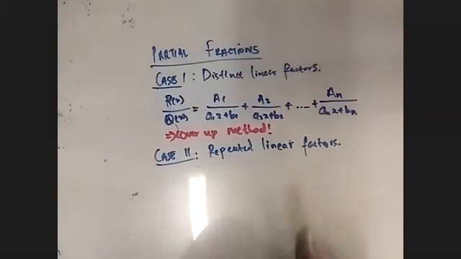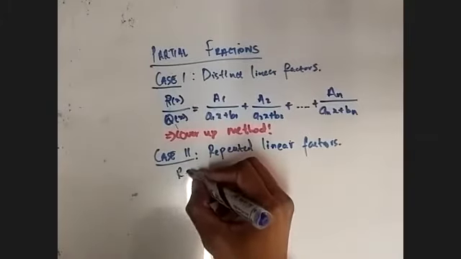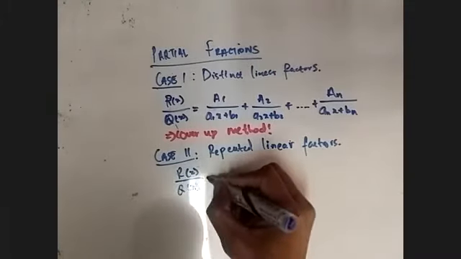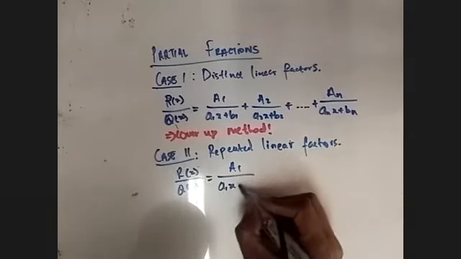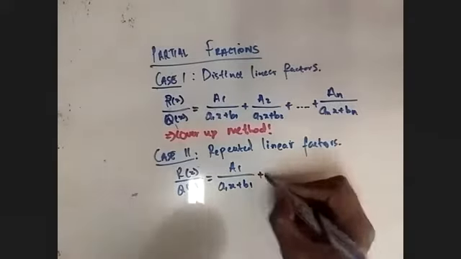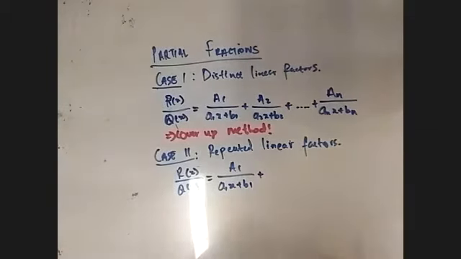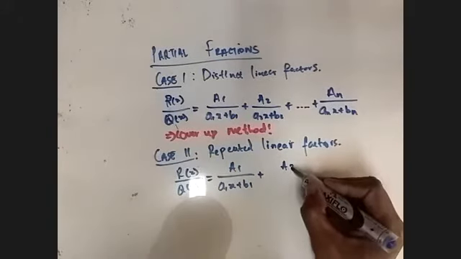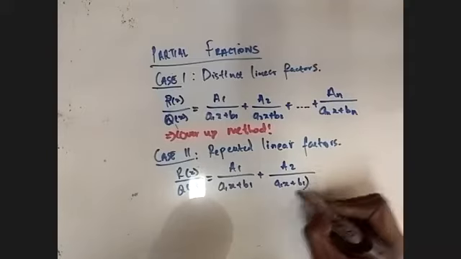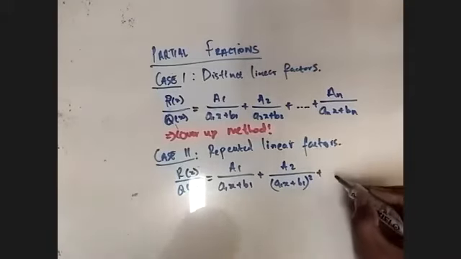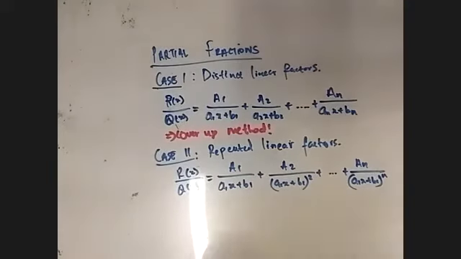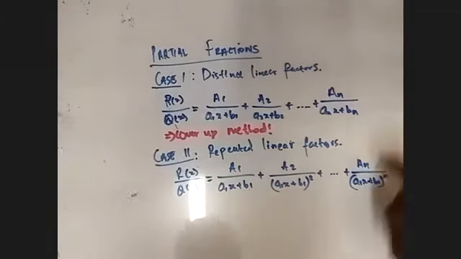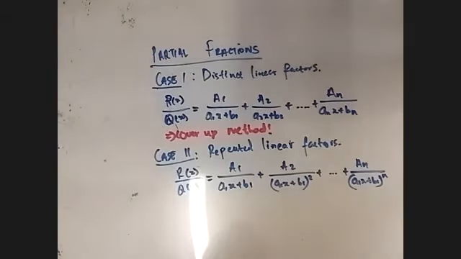If we've got something like this, it tells us that R(x) over Q(x) can be decomposed in a way that we are going to have A1 over A1 x plus B1, plus, in this case, guys, I want you to look at something. Here we're going to have A2 over (A1x plus B1) to the power of 2, plus and so on, plus AN over (A1x plus B1) to the power of n. So you see there's a huge difference between these two cases.